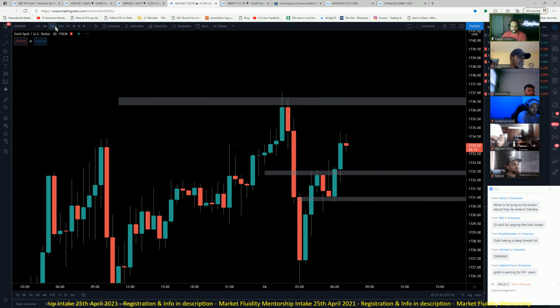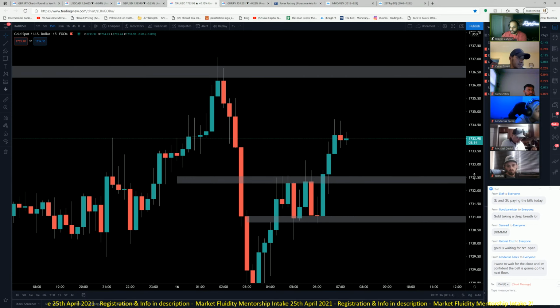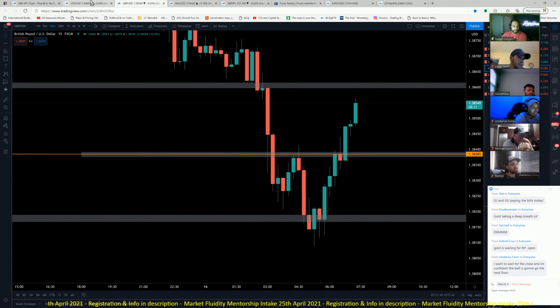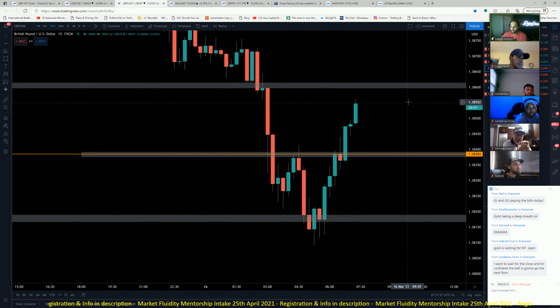Gold is just chilling at this point now. Literally just relaxing here, gold. GU is moving up here. GJ is kind of struggling in this area here. So we still got some time left for these candles to close. We got about 8 minutes left for these candles to close.